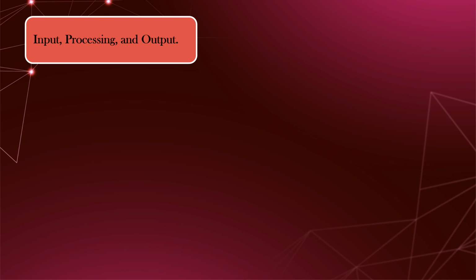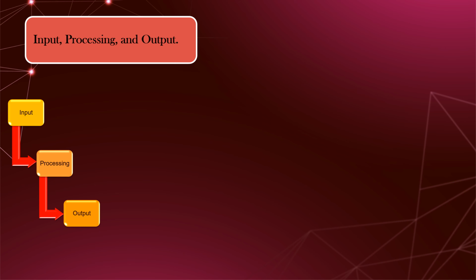So our next topic is input, processing and output. The three primary activities of a program are input, processing and output. Computer programs typically perform a three-step process of gathering input, performing some process on the information gathered, and then producing output. Input is the information a program collects from the outside world.